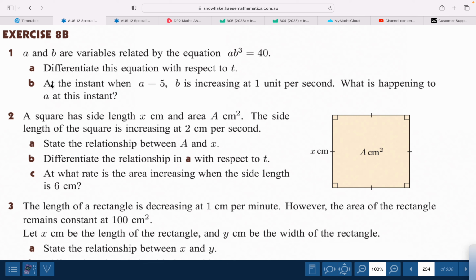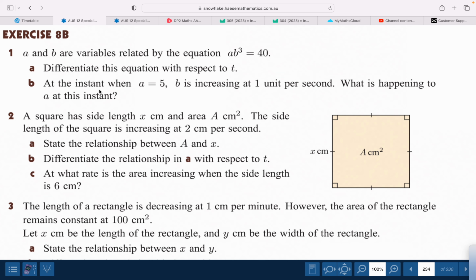Now the information they're giving me for B, there's an instant when A equals 5. B is increasing at 1 unit per second. All right, so the A and B can change as long as they adhere to this relationship. They can change with respect to time. And we'd be interested in, well, when the A is 5, they haven't told me what the B is, but they've told me that the B has a rate of 1 unit per second. Then they say, what is happening to A?